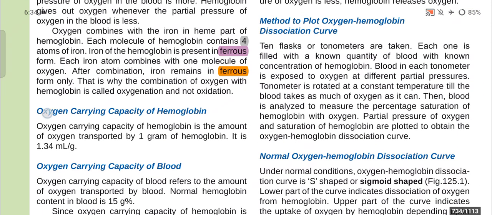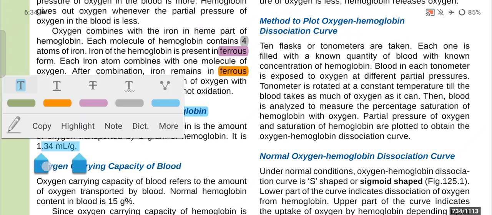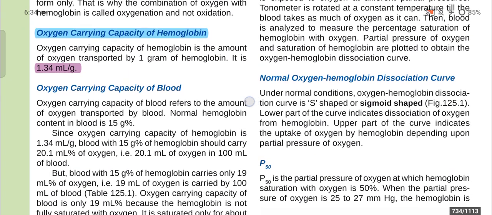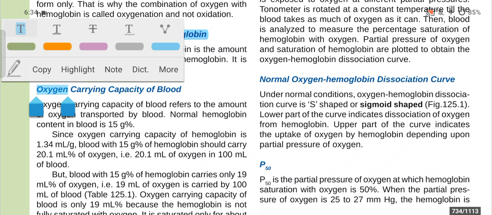Now, the oxygen carrying capacity of hemoglobin. The oxygen carrying capacity of hemoglobin is the amount of oxygen that is transported by 1 gram of hemoglobin, and the quantity is 1.34 ml per gram. So 1 gram of hemoglobin can carry 1.34 ml only. Now, the oxygen carrying capacity of the blood.